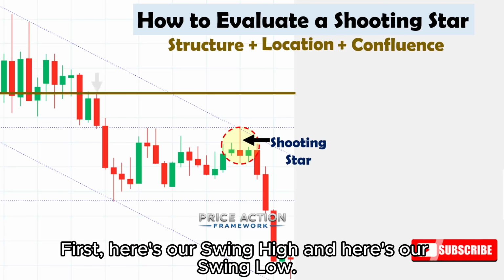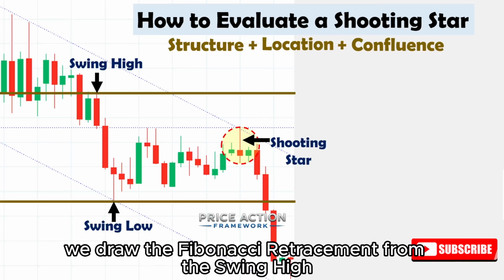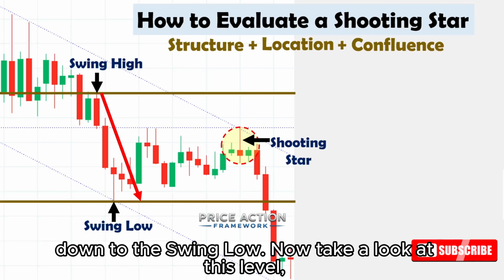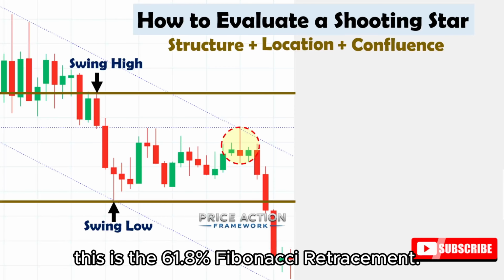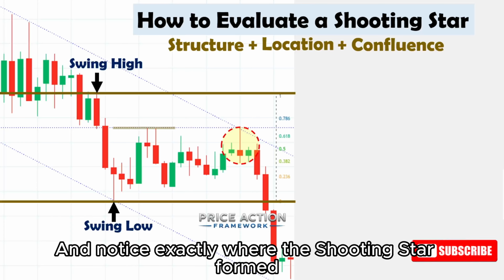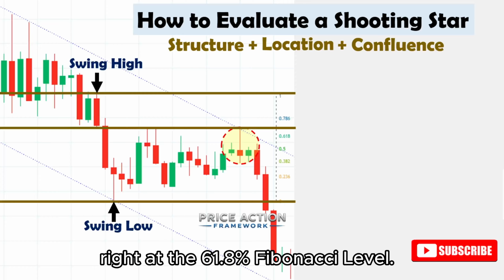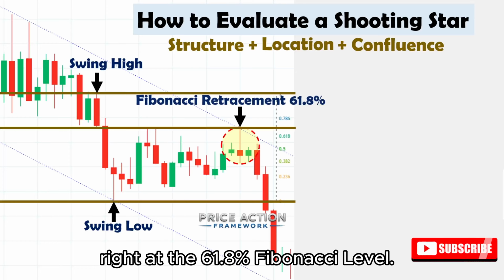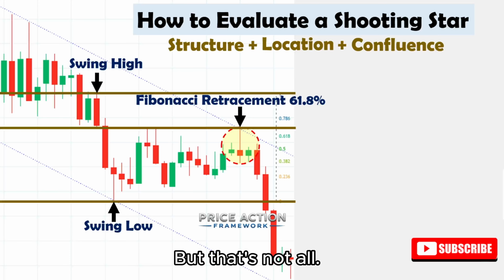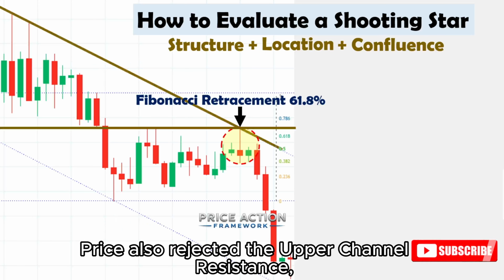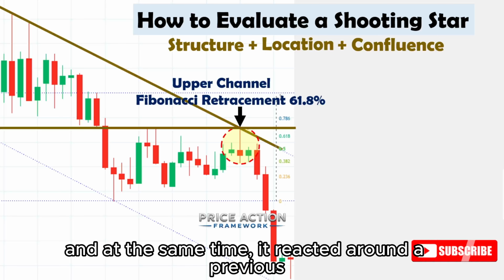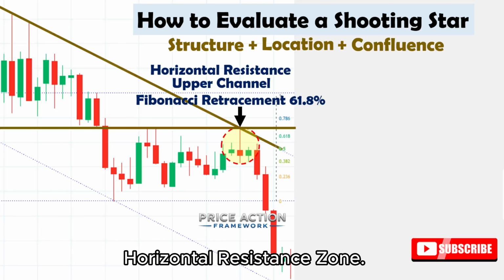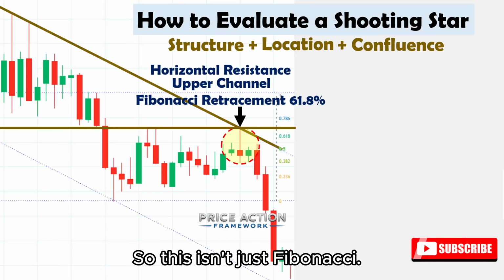First, here's our swing high, and here's our swing low. Since this is a downtrend, we draw the Fibonacci retracement from the swing high down to the swing low. Now take a look at this level. This is the 61.8% Fibonacci retracement, and notice exactly where the shooting star formed, right at the 61.8% Fibonacci level. But that's not all. Price also rejected the upper channel resistance, and at the same time it reacted around a previous horizontal resistance zone. So this isn't just Fibonacci.